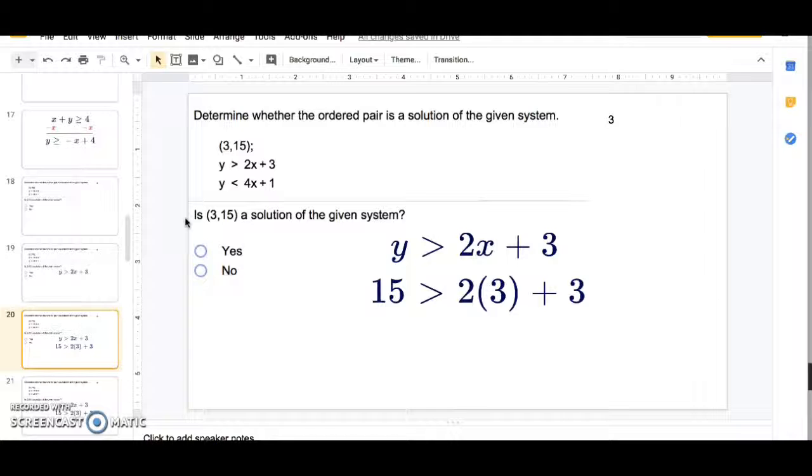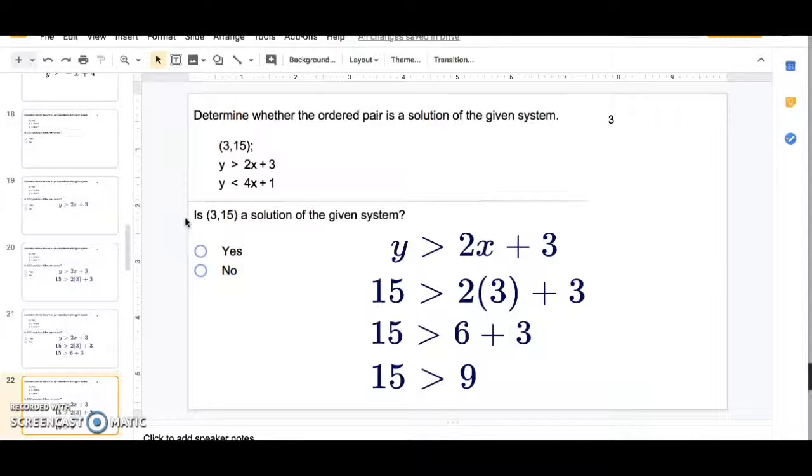So starting with the first one, I will substitute in 15 for y and 3 for x, for y is greater than 2x plus 3. Now we have 2 times 3, which is 6. So 15 greater than 6 plus 3. 6 plus 3 is 9. So is 15 greater than 9? Yes, it is. So it works for the first one. But we can't make a definitive statement until we check the second one.